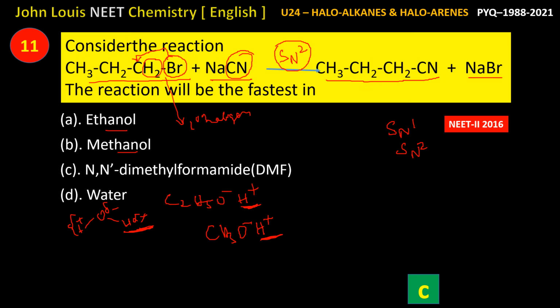But if you take option C, that is N,N-dimethyl formamide. What is formamide? HCONH2 is formamide. But what is dimethyl formamide? These two hydrogens are replaced by CH3 groups. That is why N,N-dimethyl formamide.